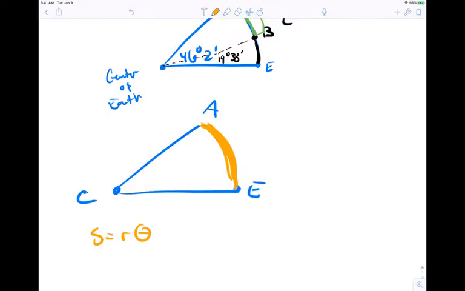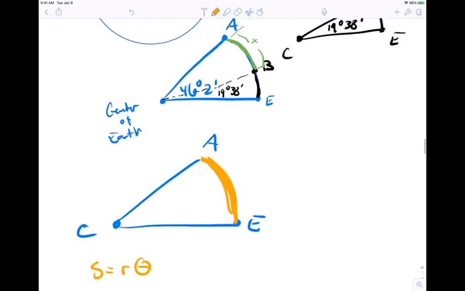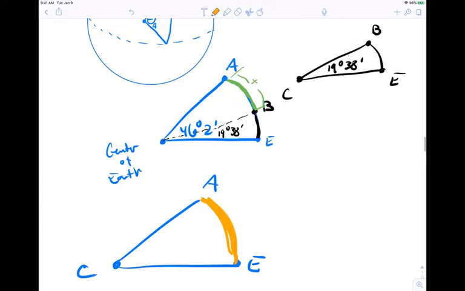So if the orange is S equals R theta, and the black curve is also going to be a different S equals R theta, we can find those two arc lengths and then do what? Add them together? Not add them, we want the distance between the two, so we're going to subtract them, right? We can find the arc length created by A, the arc length created by B, and then subtract those two distances. Let's start with A.